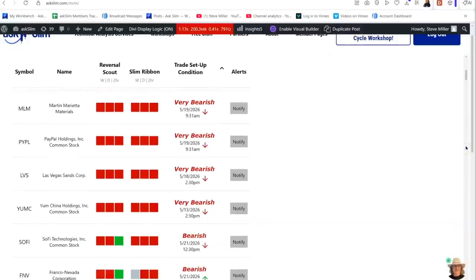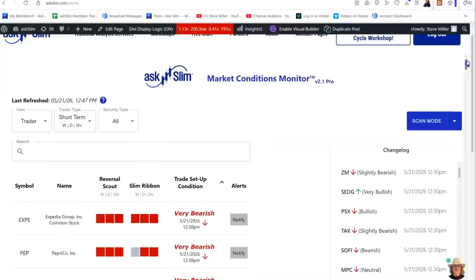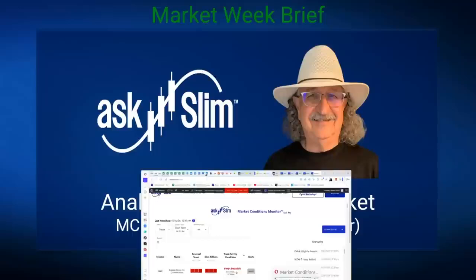Okay, so here is more of the very bearish ones that we're looking at. And that's everything I'm going to show you there. So again, market condition monitor for our members, level 3 and 4.